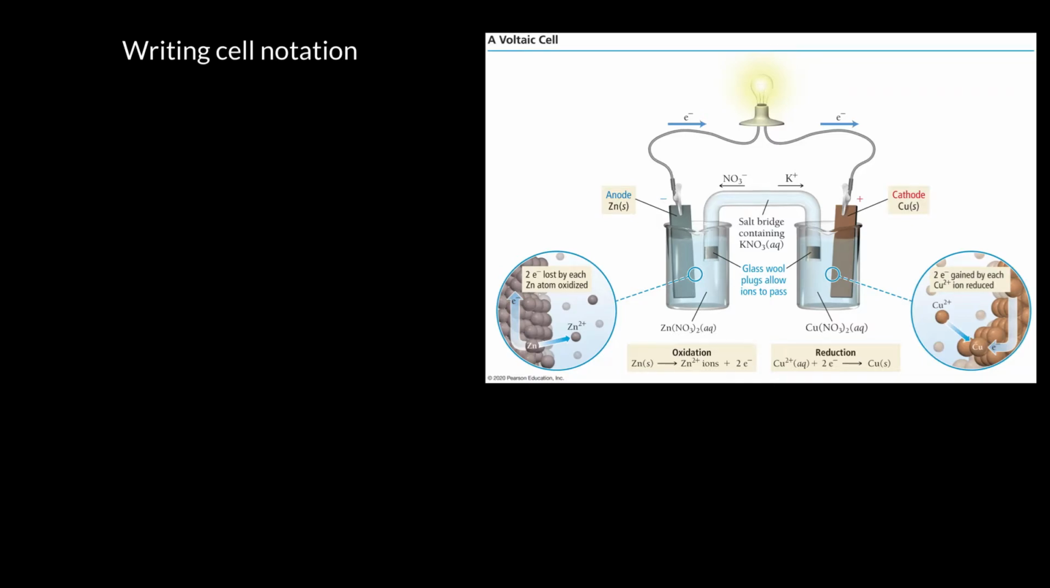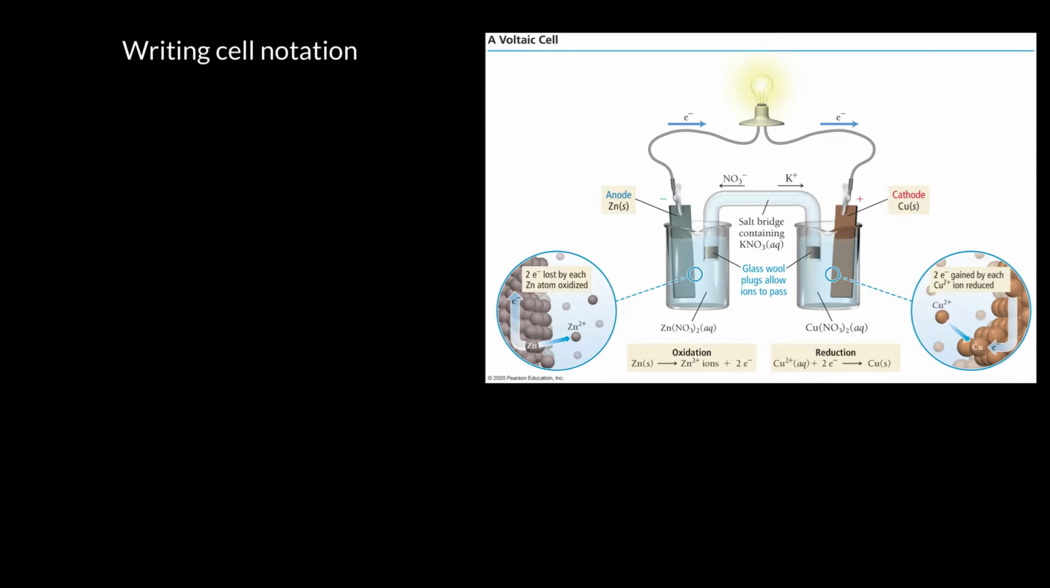So in this video, we're going to learn how to write cell notation. Cell notation is a way to avoid drawing these pictures of electrochemical cells. At the end of the last video, we set up this electrochemical cell. We used a zinc anode and a copper cathode. We immersed it in a solution containing zinc ions and copper ions. We used a salt bridge to keep the solutions electrically neutral, and we measured the voltage, and the voltage is somewhere on the order of 1.1 volts.